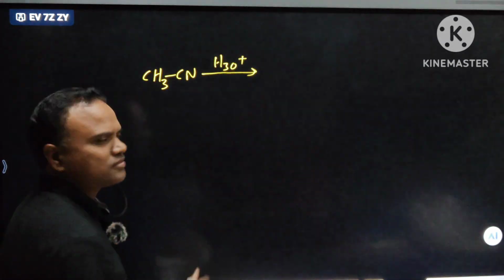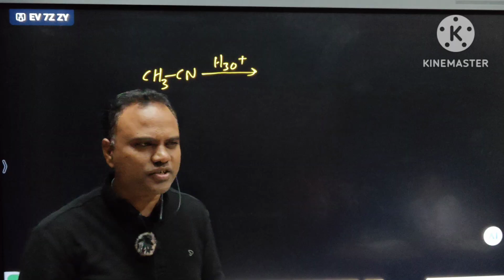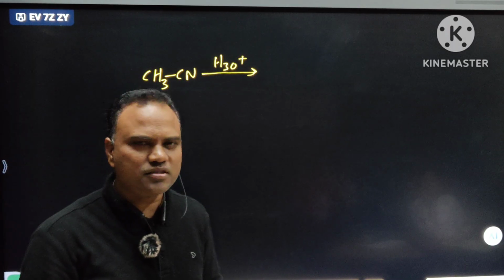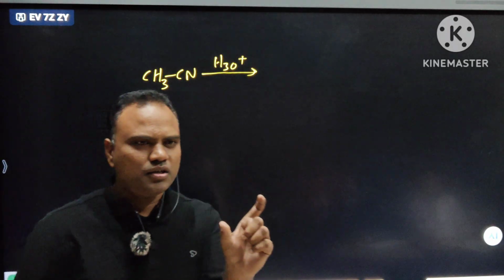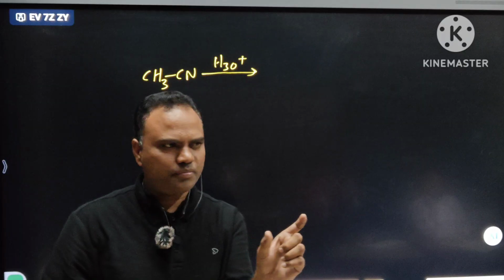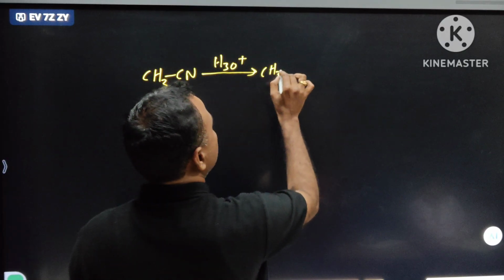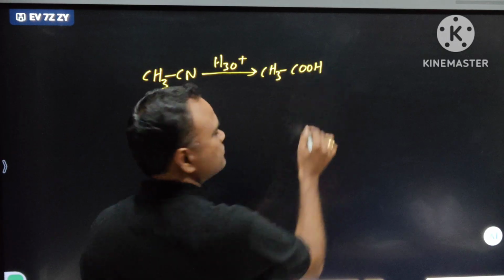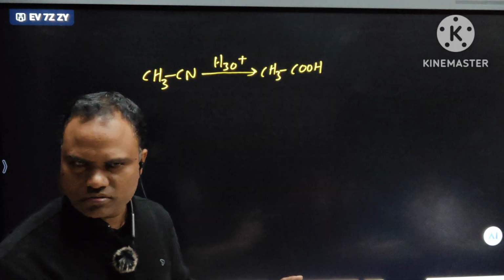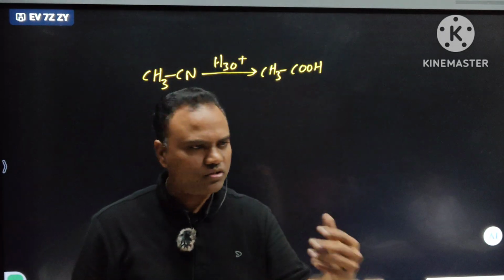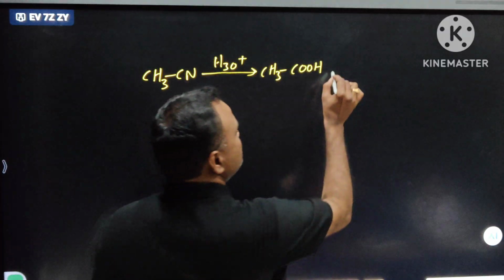H3O plus. Say the product, old students. Cyanide upon hydrolysis, what will we get? In the place of cyanide, COOH will come. CH3COOH. When we add water, the entire cyanide converts to COOH. Clear? Right.